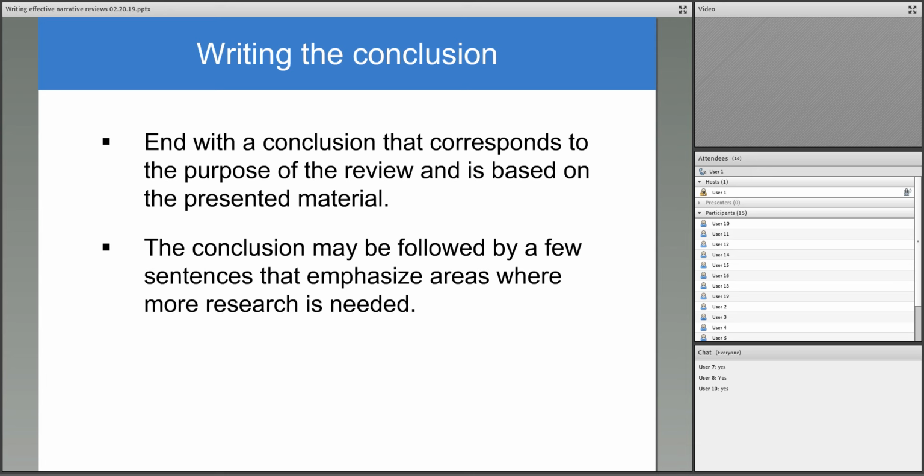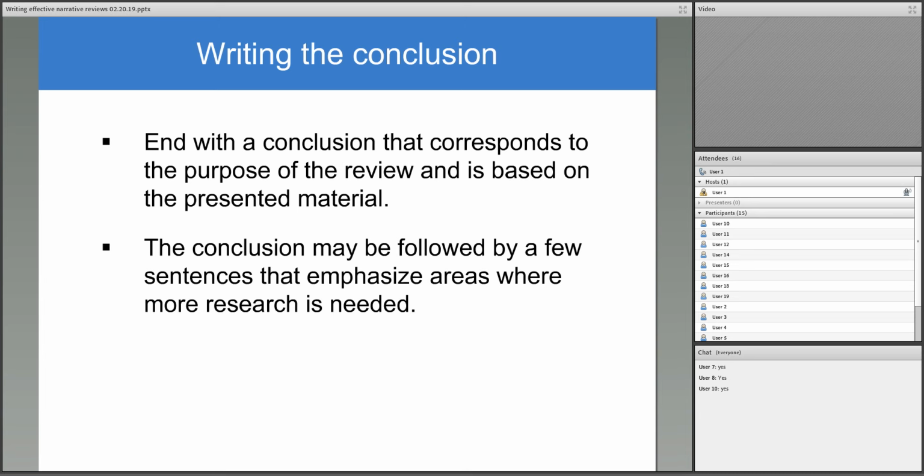Write a conclusion that matches the purpose. Did the review set out to answer a question? The conclusion should provide that answer. Did the review seek to describe the current state of a specific field? The conclusion should summarize that current state. Was the goal to give a recommendation? Then the conclusion should be presented as a recommendation.